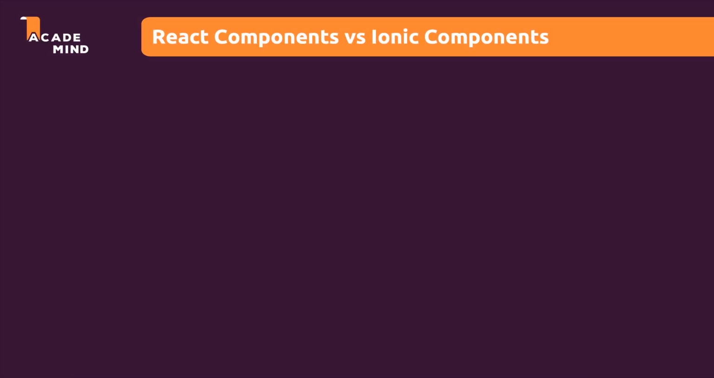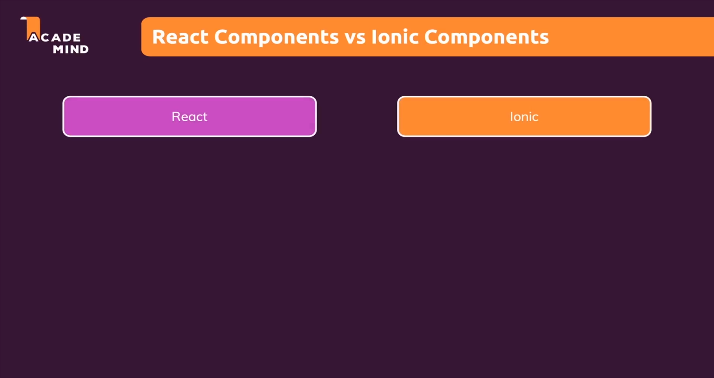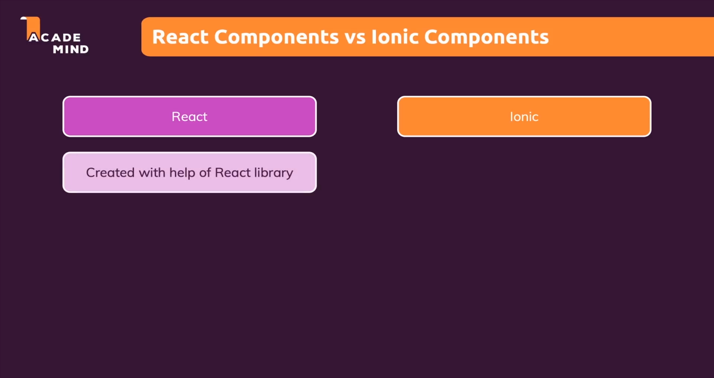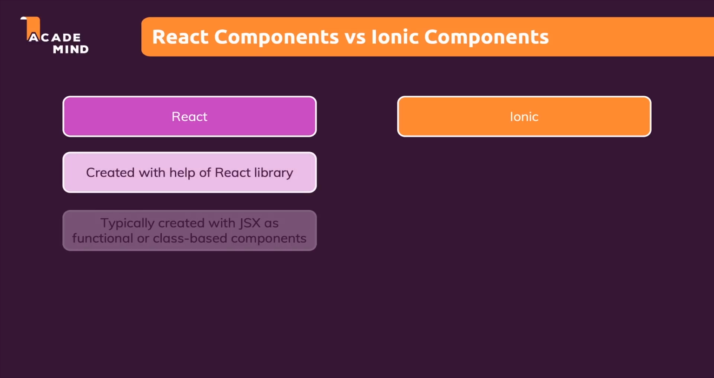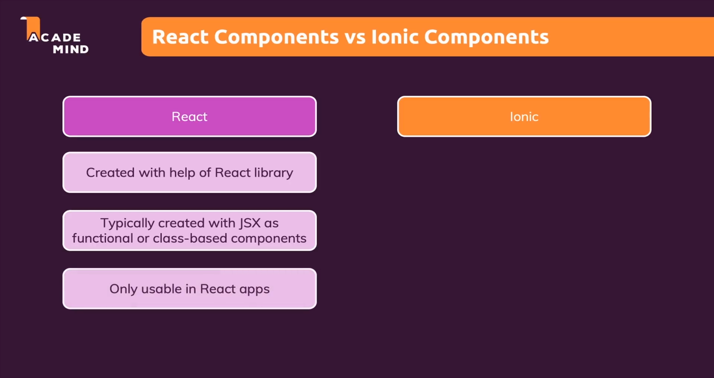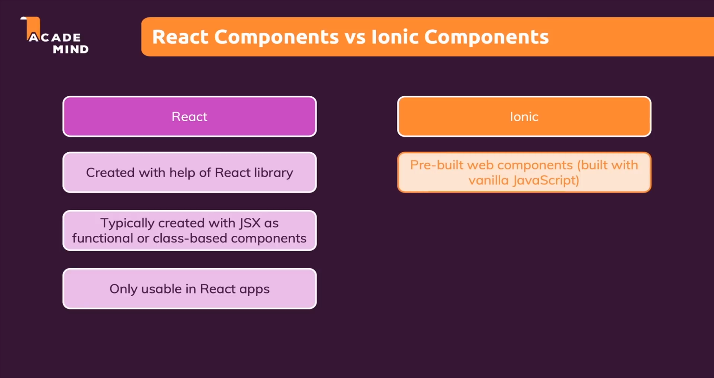The important difference here between React components and Ionic components is that React components, of course, are created with the React library. They are typically created as functional or class-based components, and you use JSX there to define what React should render to the DOM in the end. And of course, they're only usable inside of React apps. Ionic components, on the other hand, are these pre-built web components built with vanilla JavaScript following browser standards.